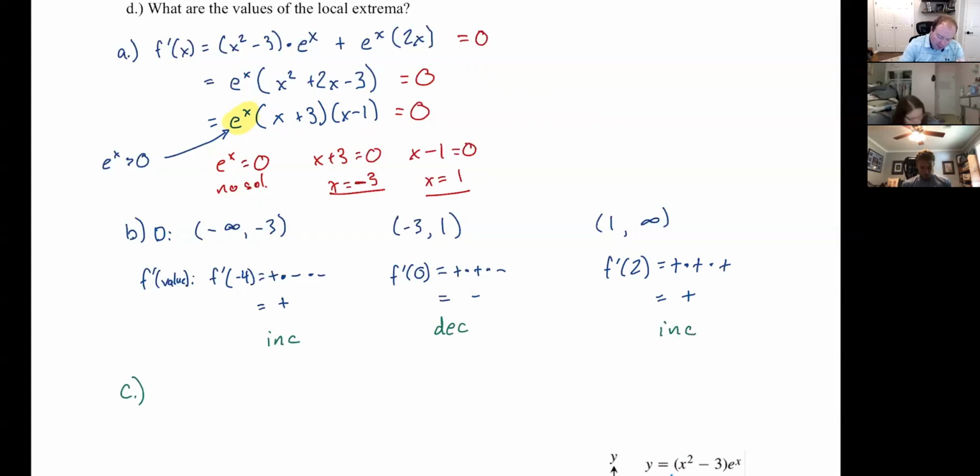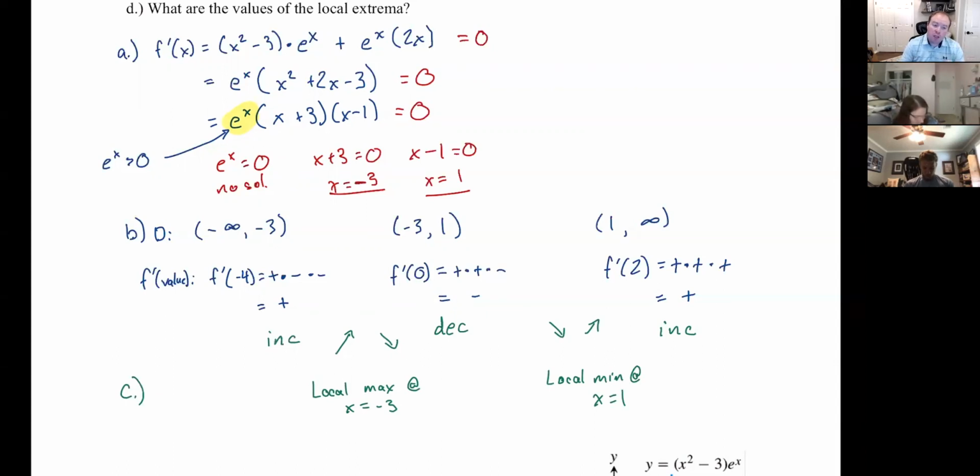So now we can see that if we switch from increasing to decreasing, we have a local max at x equals -3. And then because we go from decreasing to increasing, we have a local min at x equals 1. So that answers part C.